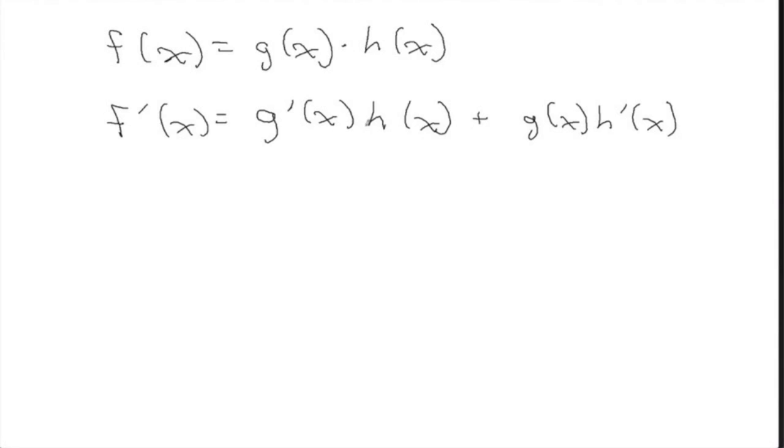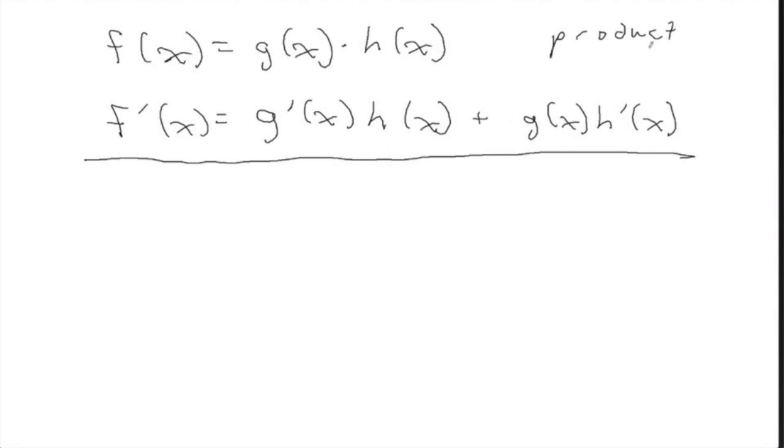So here's the rule. Do you see how you could summarize this? What this says is take the derivative of the first thing times the other function, and also take the derivative of the second thing times the first function, and then add them up. Okay. So we need to memorize that this is what's called the product rule, because product means multiplication.